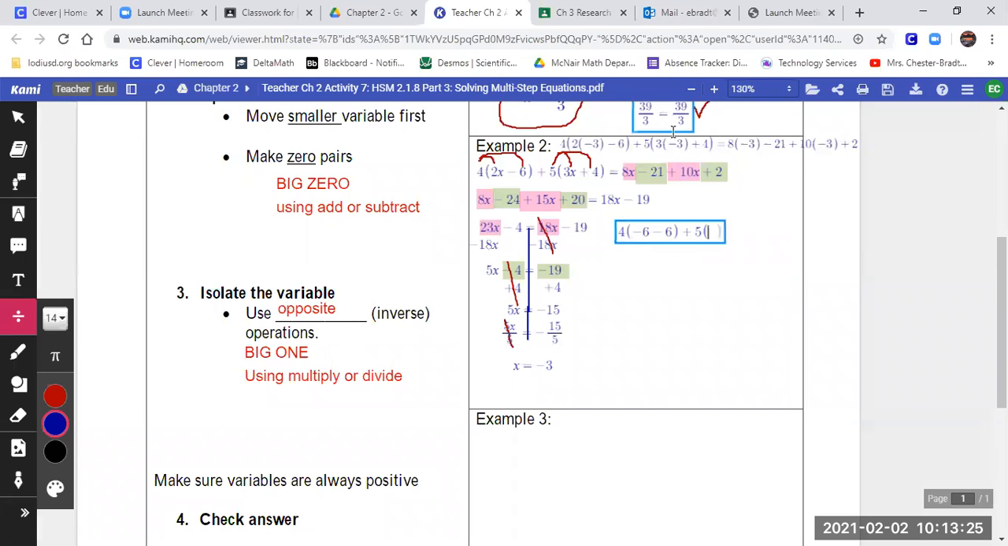We open the parentheses. This says 3 times negative 3. What's 3 times negative 3? Negative 9. And in parentheses with it was a plus 4, and we close that one.